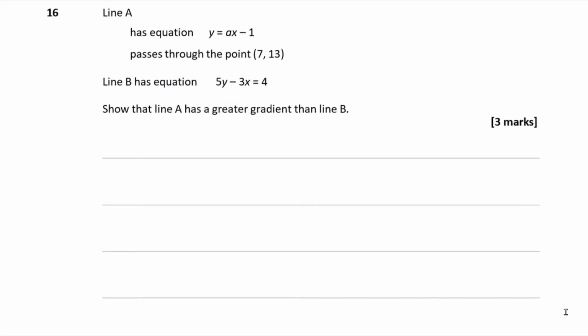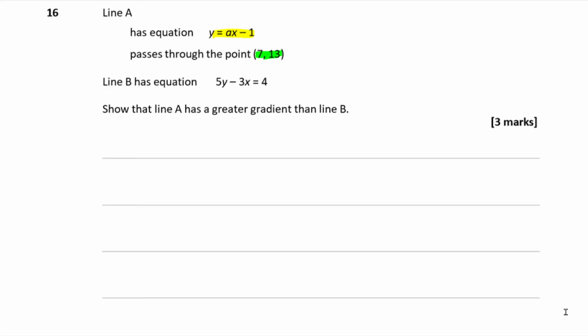Question 16. Line A has equation y equals ax minus 1, passes through the point 7, 13. Line B has equation 5y minus 3x equals 4. Show that line A has a greater gradient than the line B. Okay. So I've got a partial equation here, y equals ax minus 1, and I know a point it passes through, so that should be enough information for me to find A. It's a bit unusual. Normally at this point we know m and we're finding c with the point, but it works the other way around too, if I know c and I want to find m.